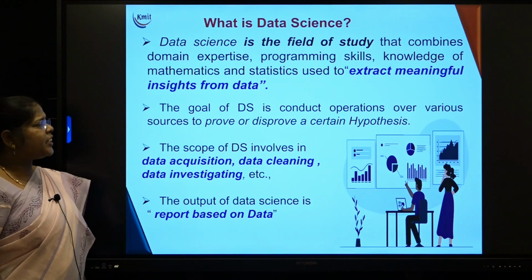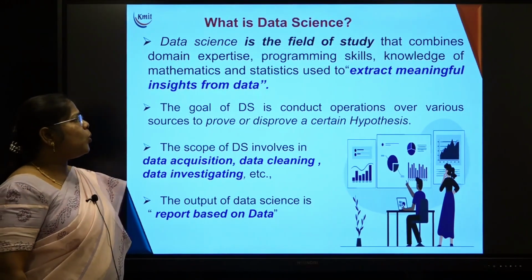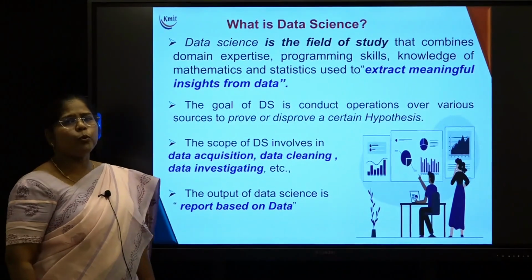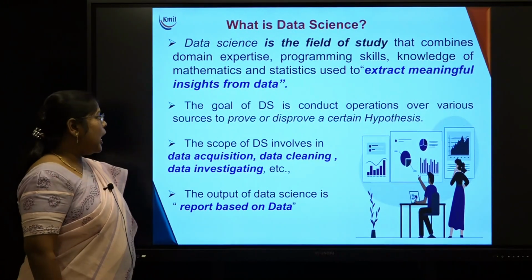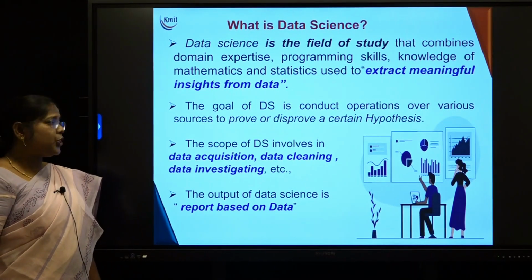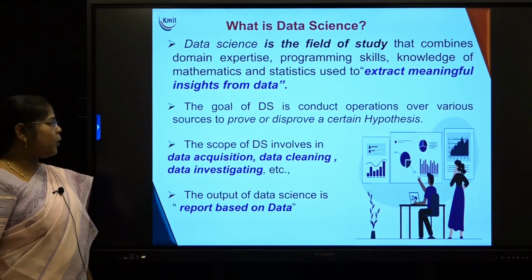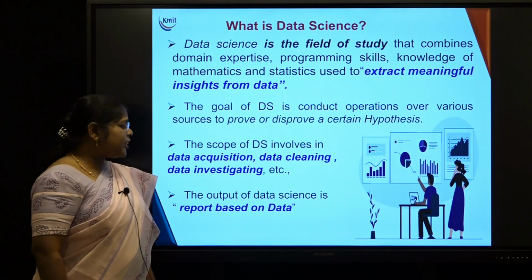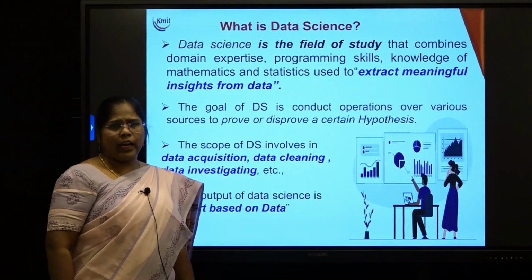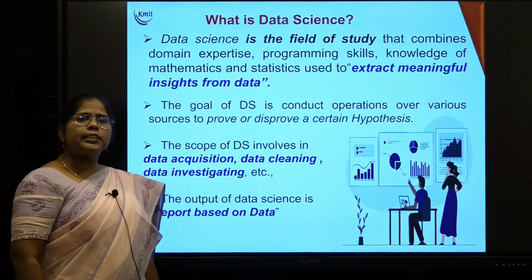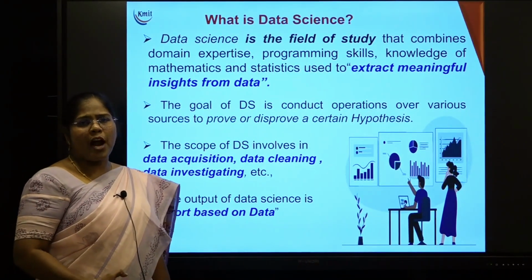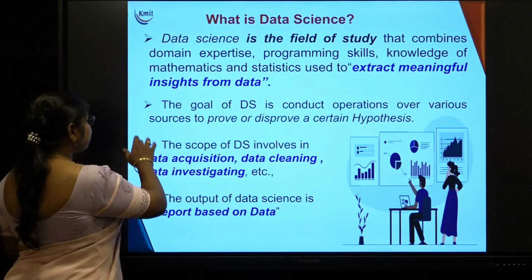The goal of data science is to conduct operations on various sources to prove or disprove some hypothesis. The scope of data science involves data acquisition, data cleaning, and data investigation. The output of data science is a report based on the data. So, what is the output of data science? It is the generation of a report from the existing data.